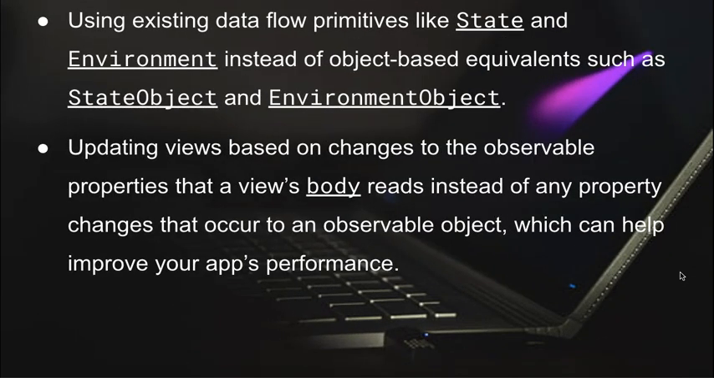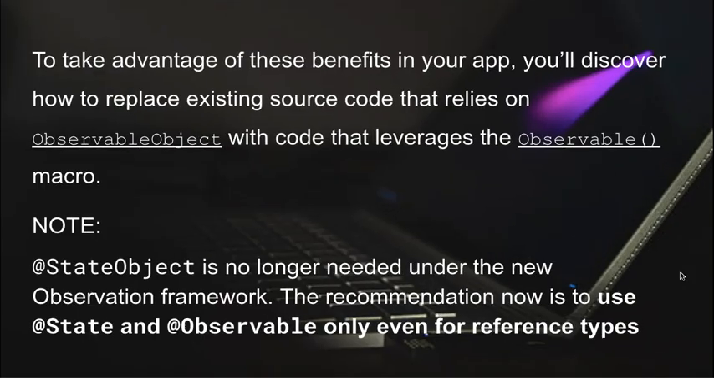Using existing data flow primitives like State and Environment instead of object-based equivalents such as StateObject and EnvironmentObject. Updating views based on changes to the observable properties that a view's body reads, instead of any property changes that occur to an observable object, which can help improve your app's performance.